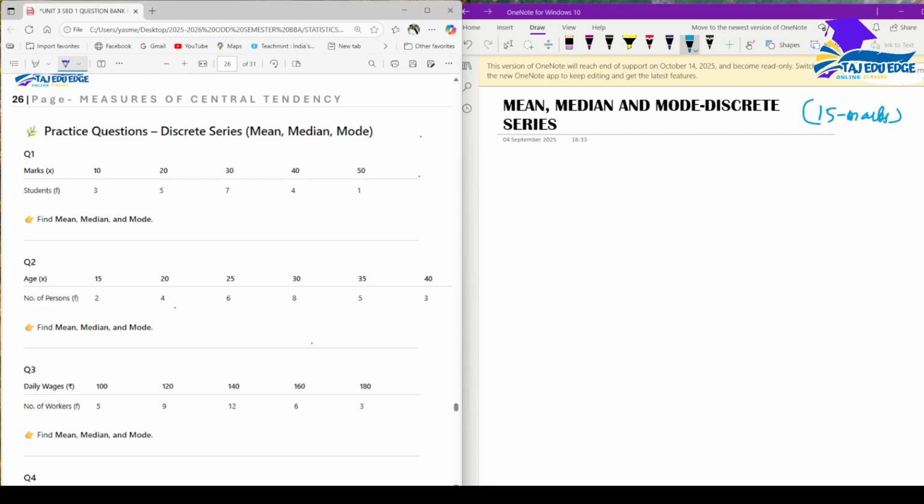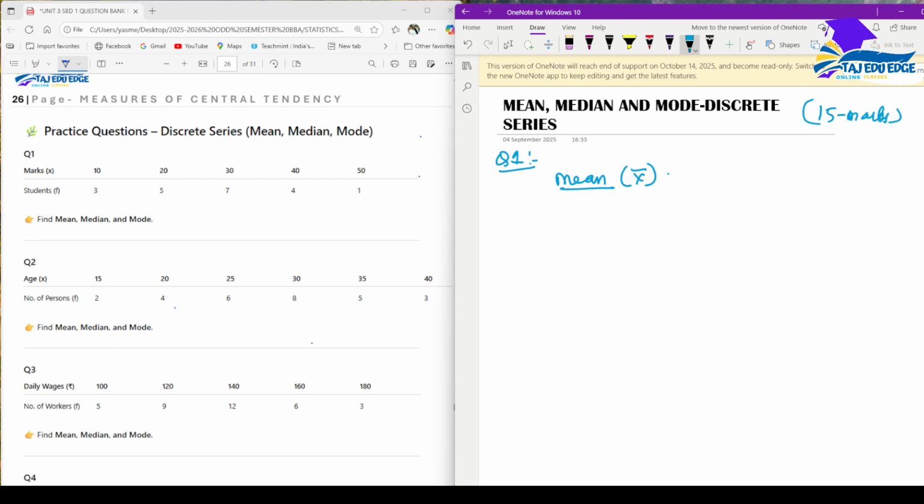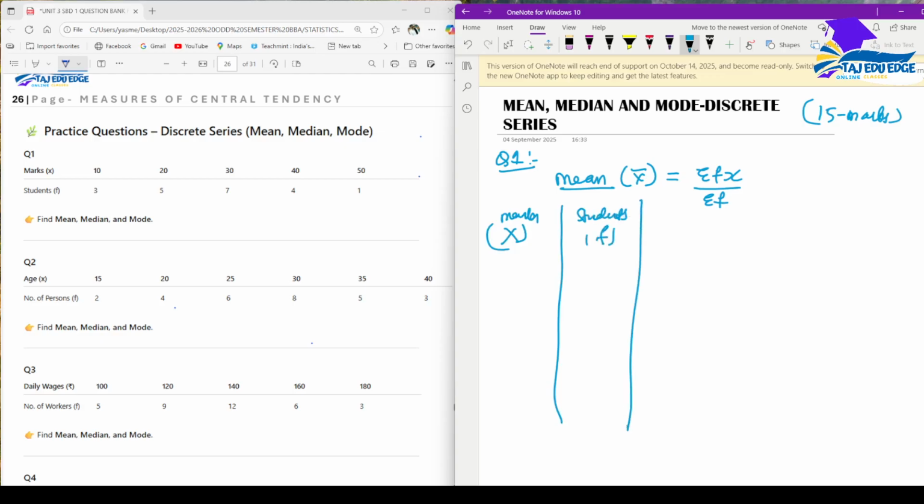Marks. Let's solve question number 1. They have given the marks. First I will solve the mean. You know the formula: x bar is equal to summation of fx divided by summation of f. Now marks are x, and the students are f. Then we need one more column for fx, you know that.